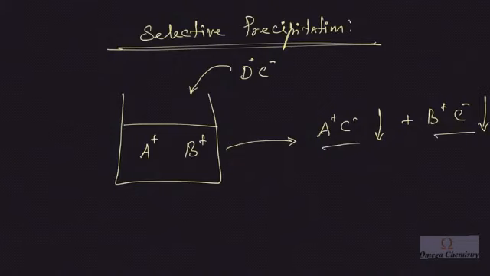Now, to find which salt is precipitated first, I need to know some three things. I need to know what are the concentrations of these ions present in the solution. The second one is the Ksp of these two salts. Ksp of these two salts I need to know. Let me work out an example so that you will understand it clearly.